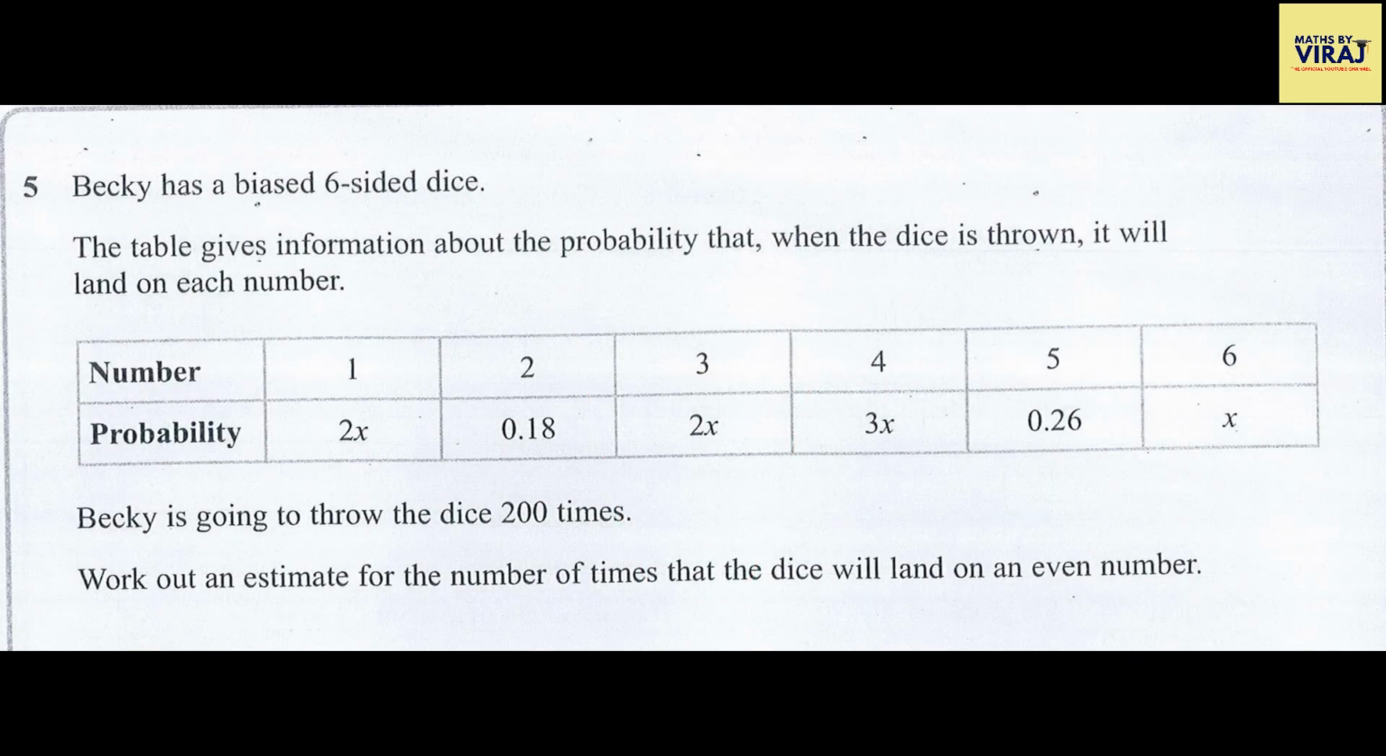If you look at question number 5, children, it says Becky has a biased 6-sided dice. The table gives information about the probability that when the dice is thrown, it will land on each number. Becky is going to throw the dice 200 times. Work out an estimate for the number of times that the dice will land on an even number.